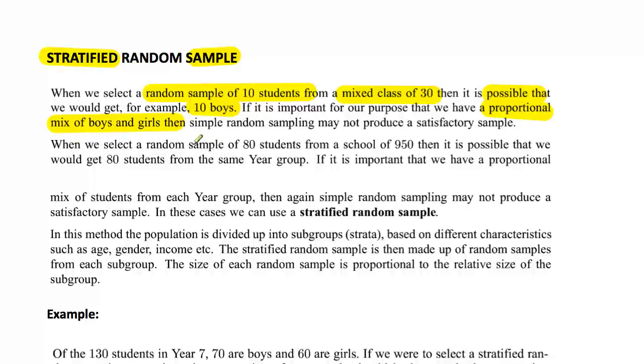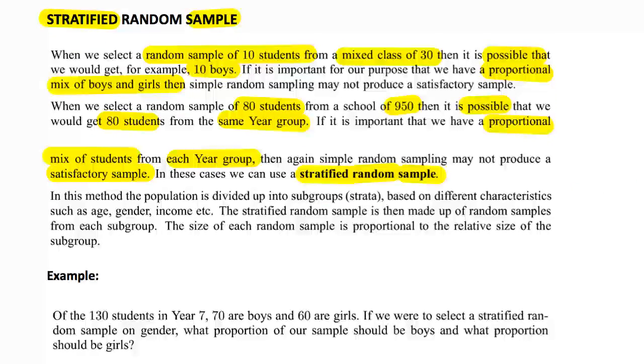And it says here, when we select a random sample of 80 students from a big school, it could be possible, even though it's probably not likely, that we could get 80 students from one year group and not have any representatives from any other year group. So if it is important that we have what we call a proportional mix of students from each year group, then again, you can't just do a random sample because it may not give you a satisfactory sample group. So what we do is we use what we call a stratified random sample. Let's see how this works.